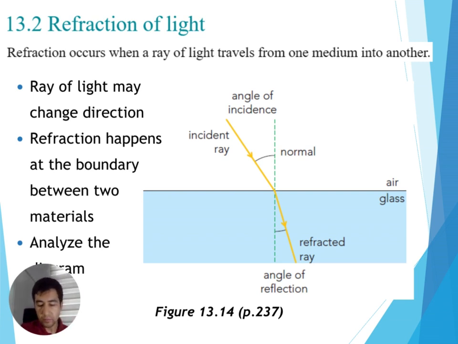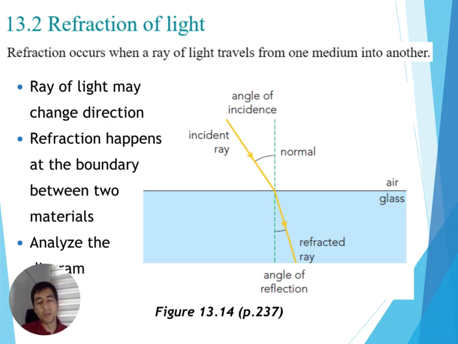The ray leaving the boundary would be, as you might guess, the refracted ray. Yes, analyze the drawing here and make sure you have this drawing in your notes. The angle between the incident ray and the normal line would be what? Angle of incidence. The angle between the normal line and the refracted ray would be the angle of refraction.